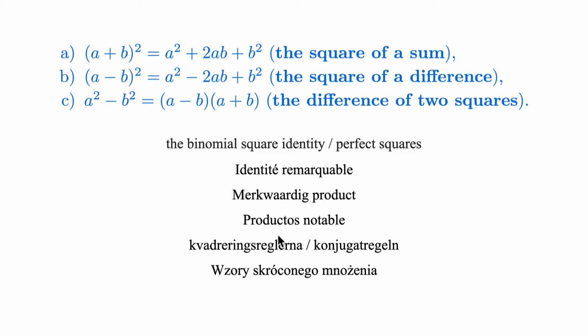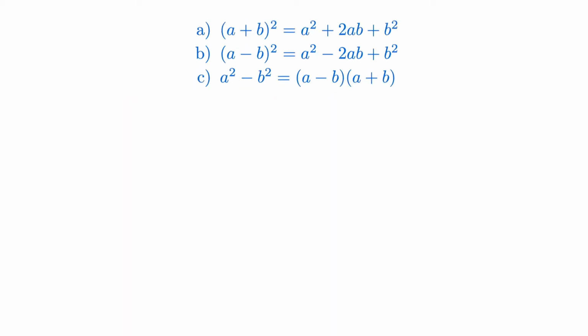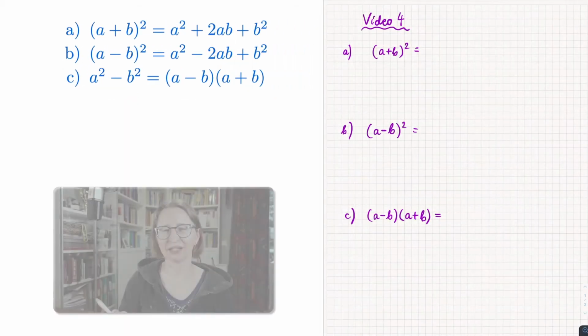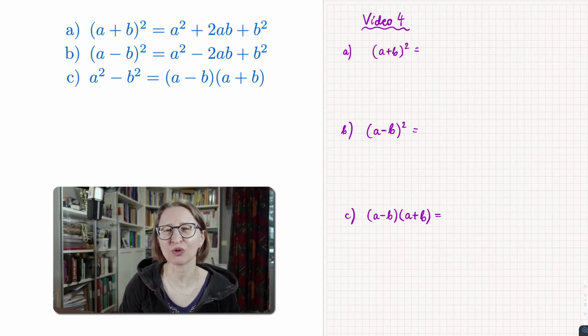They are also called many interesting names in different languages. The nicest one is probably the remarkable identity, because these identities really are remarkable. They are very simple and still they are very, very important and have a lot of interesting applications. And now I will start by simply proving that they are true, so that you can feel confident using them.